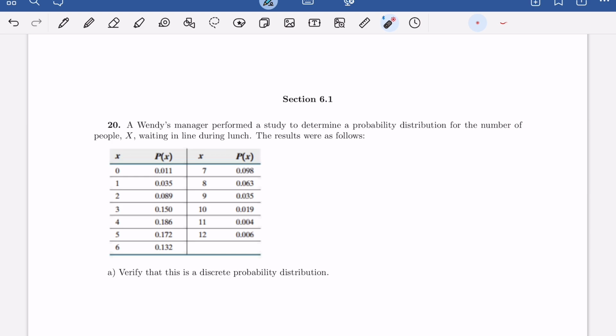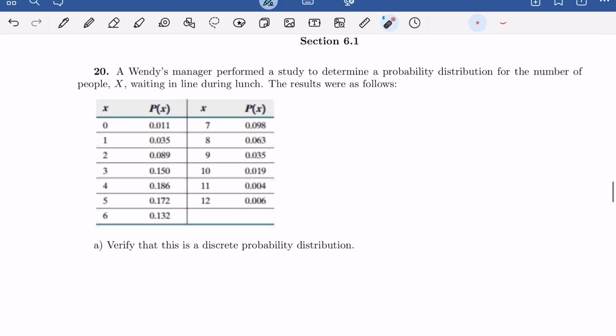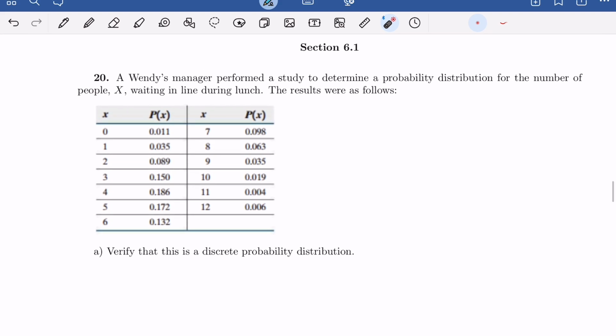Next, in section 6.1, we're looking at discrete random variables. So for question 20 here, a Wendy's manager performed a study to determine a probability distribution for the number of people, given by our random variable x, waiting in line during lunch. So the results are given here. And for part A, we want to verify that this is in fact a probability distribution.